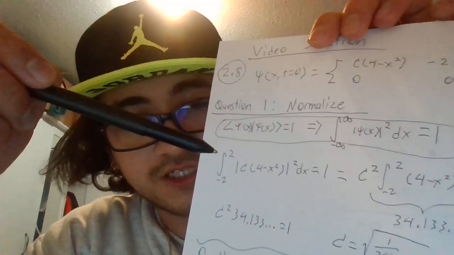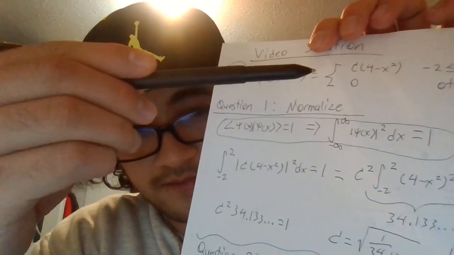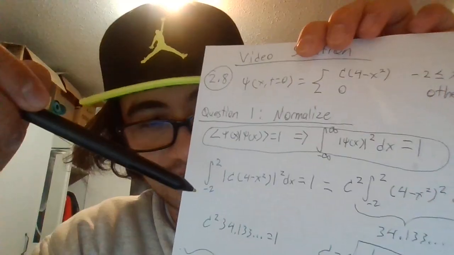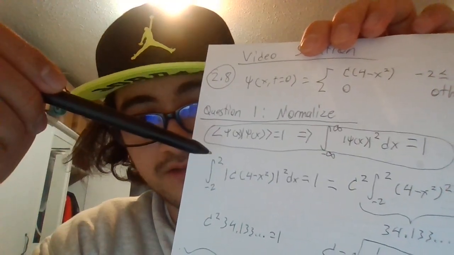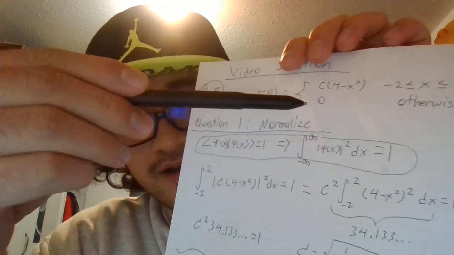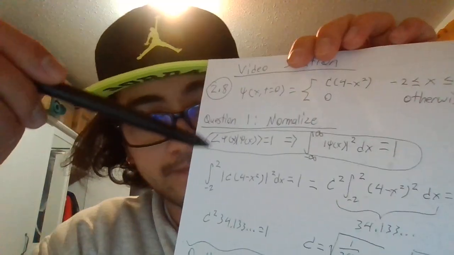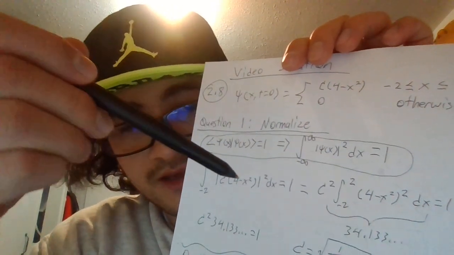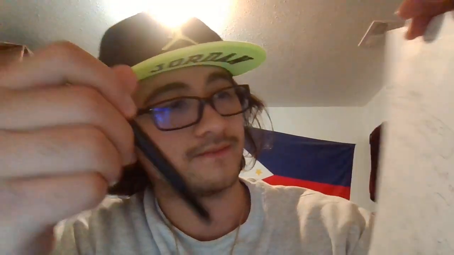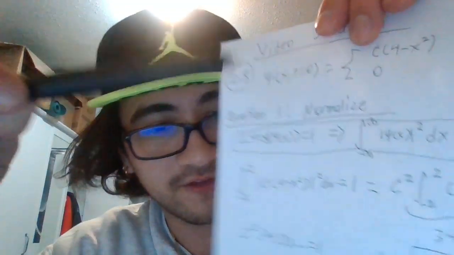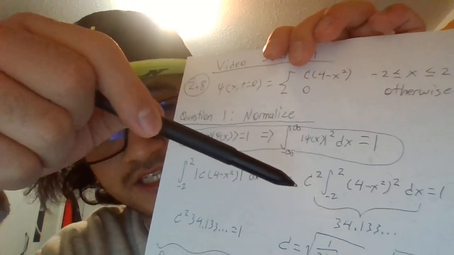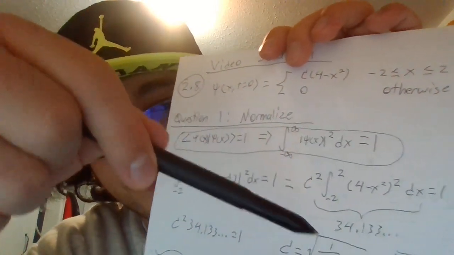Then you plug this wave function into that formula. Here I changed the bounds to -2 to 2, because just like we said, it's 0 everywhere else, so we can sub that in instead of using infinity. Since we're solving for c, you can take c squared out of the integral because it's a constant.